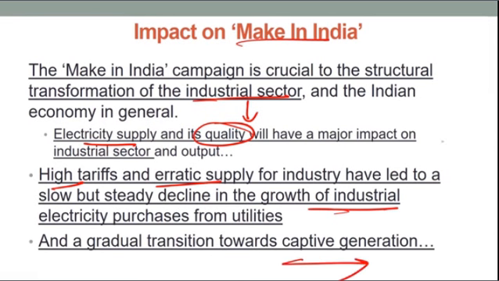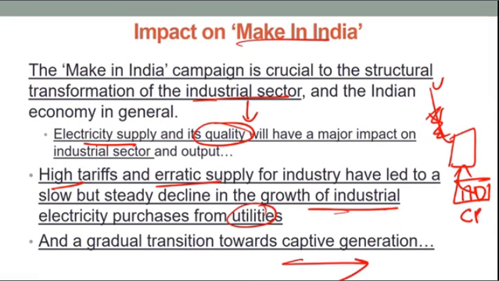What is the meaning of captive generation? There's a company here. This is the electricity coming from the grid. This is always erratic, hardly ever comes, full-time power cut, etc. What will the company do? The company will say, okay, I'll set up my own diesel generator and I'll get supply from myself. This is called captive generation. So utility means from the government utility. Instead, most companies are now moving towards captive generation.